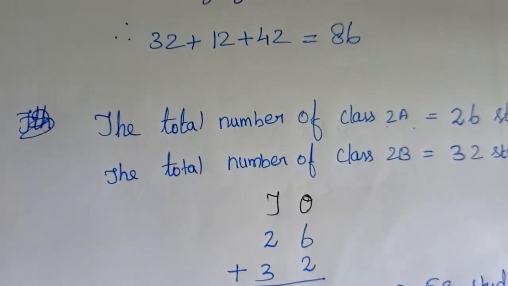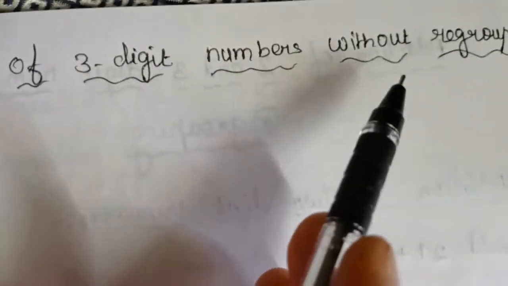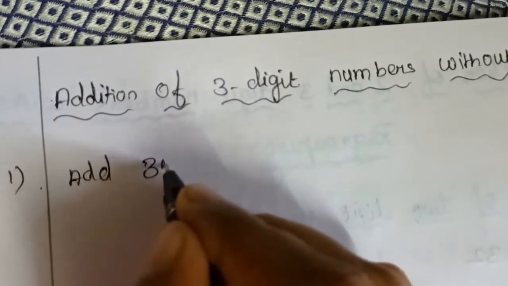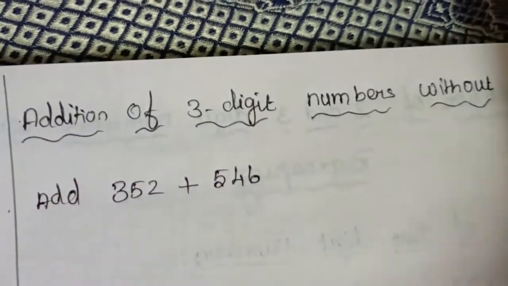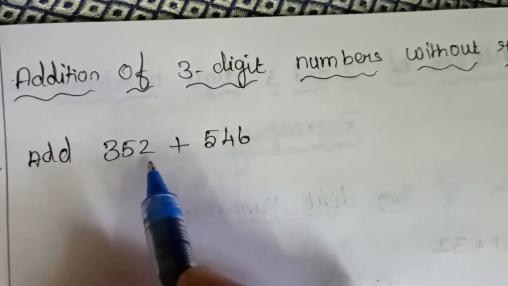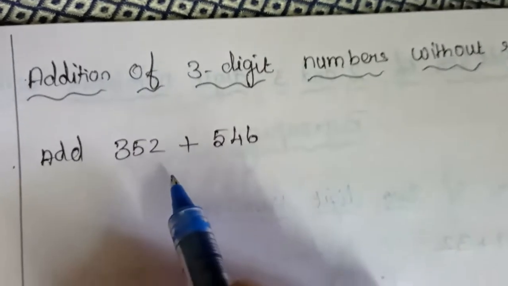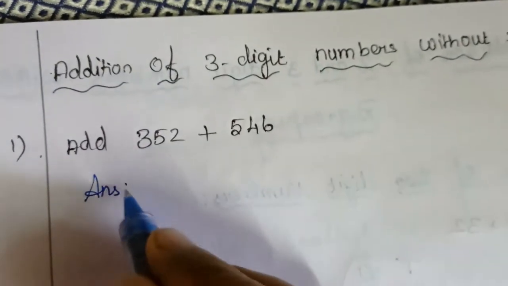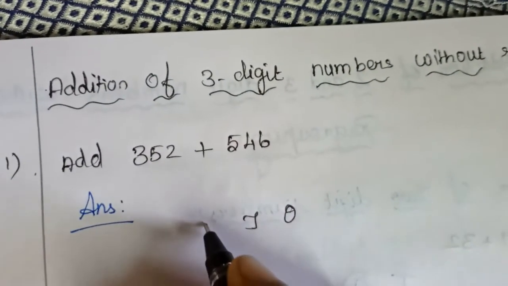Okay, children. Now children, we are going to see the addition of three-digit numbers without regrouping. So the first question is add 352 plus 546. Okay, so add 352 plus 546. These two are three-digit numbers. So the three-digit numbers have three values. What are they? Yes, ones, tens and hundreds.